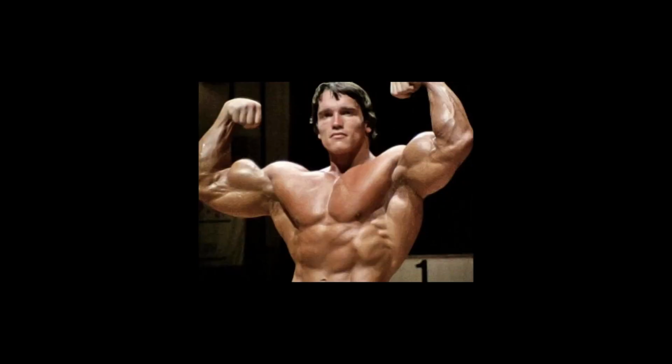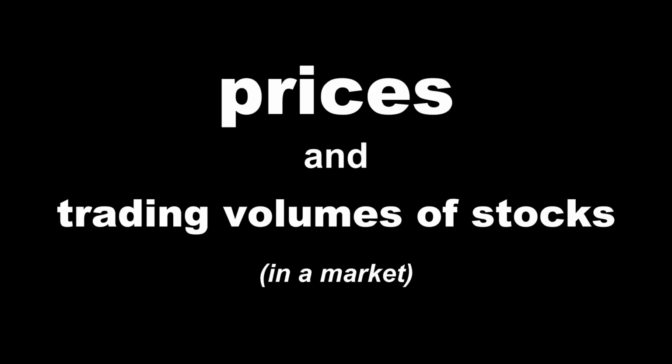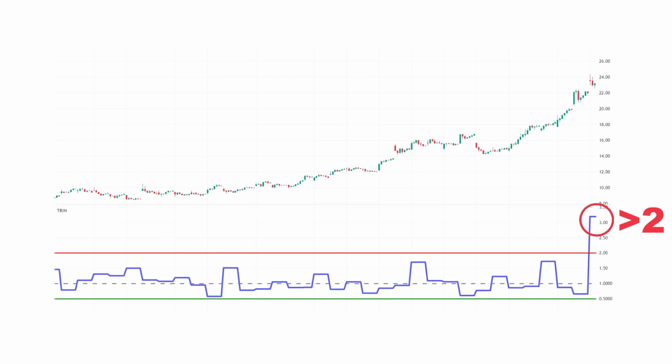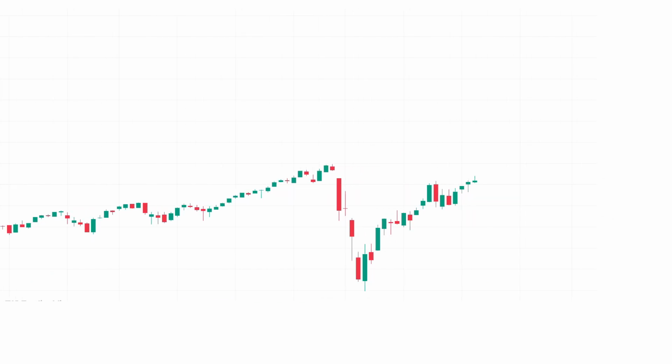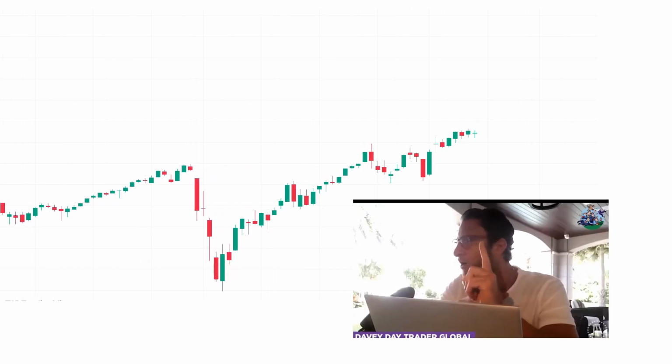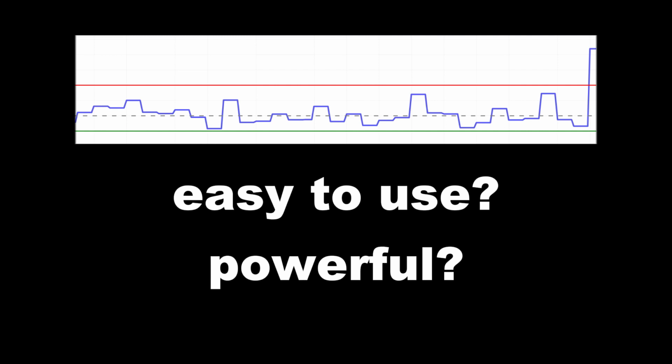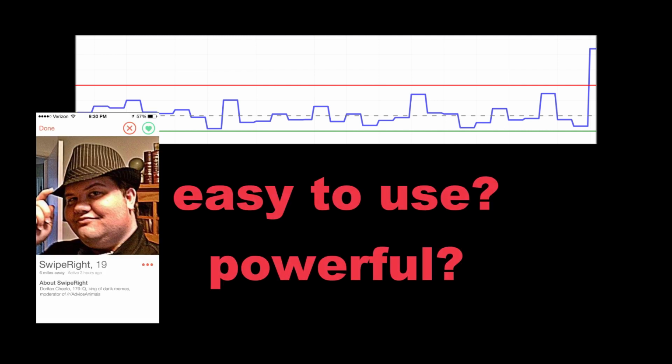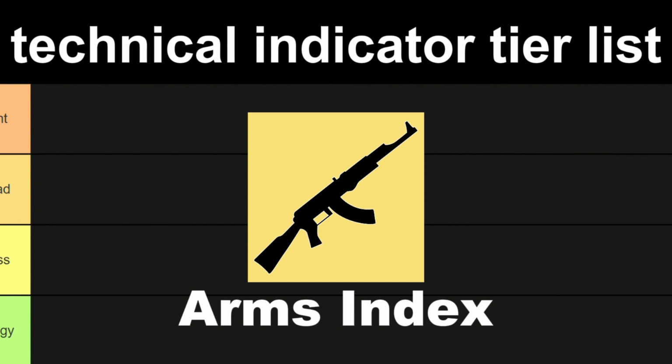The ARMS index is all about volume, boys. It basically shows you the relationship between prices and trading volumes of stocks in a market. If the ARMS index is high, it suggests that the market is oversold. This could mean that the prices are gonna go up again. Which is an irrelevant piece of information because stocks only go up. The ARMS index isn't particularly easy to use and its signals are as strong as your average Reddit moderator. ARMS index? More like ARM index.